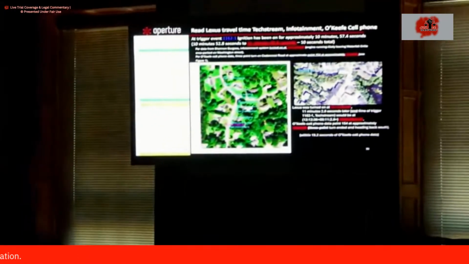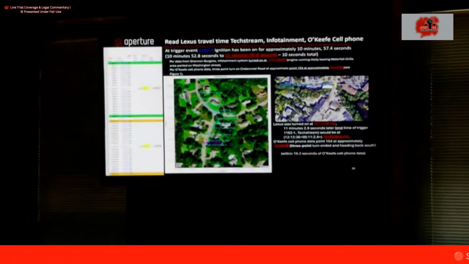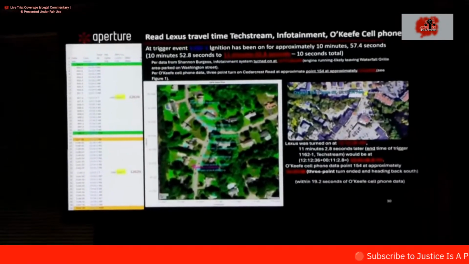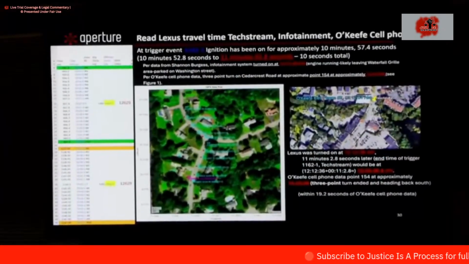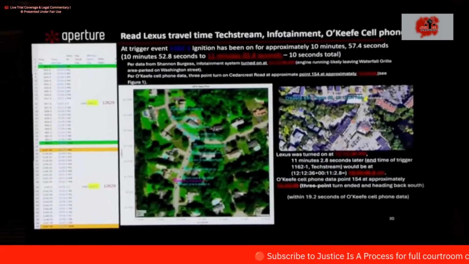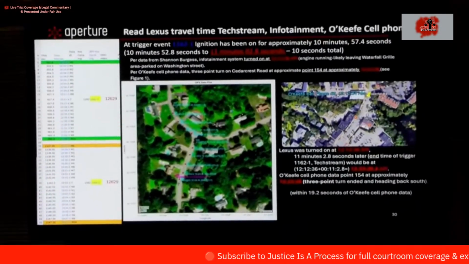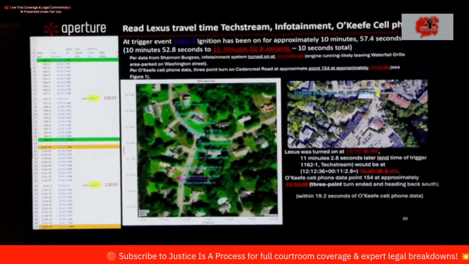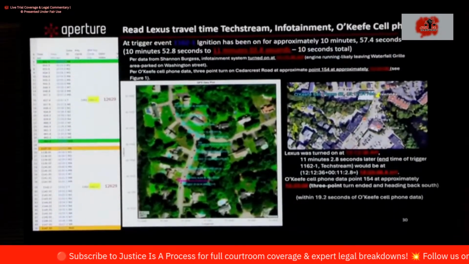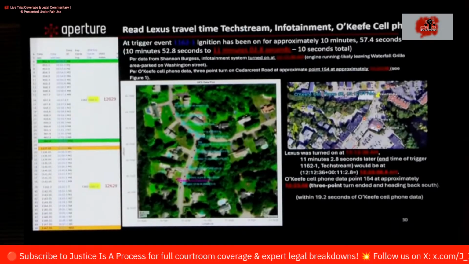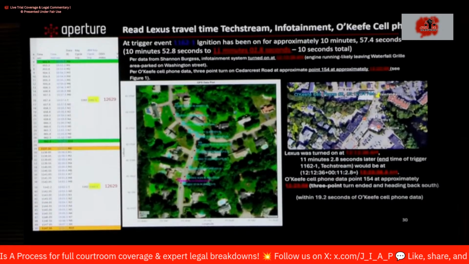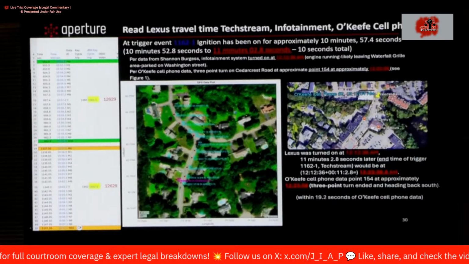At this three-point turn triggering event, there is a time in red, 12:23:38. Correct. Where is that time taken from? That's coming from the cell phone of Mr. O'Keefe at .154. Okay. And is there another time on there? I mean, I do the math between those two. Okay. Could you make that a little larger? Could you zoom in so we can see it better?